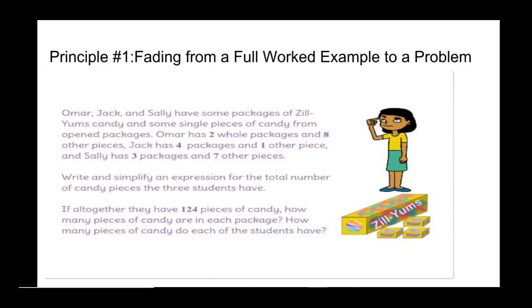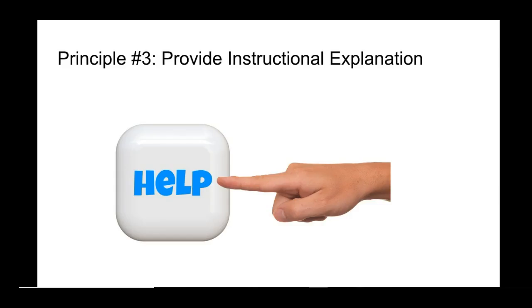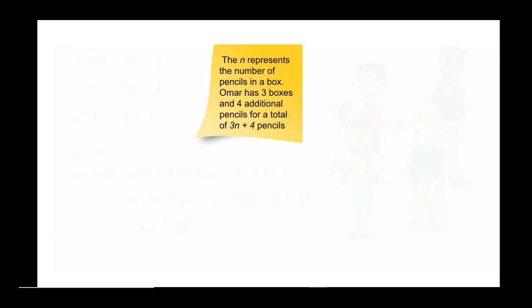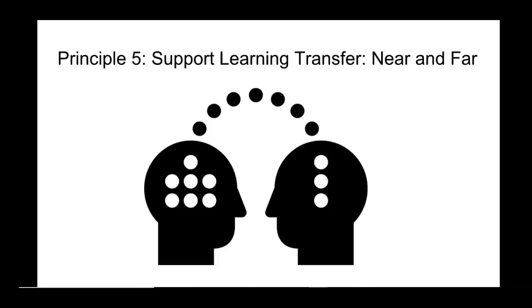In my multimedia class, I learned how to use my knowledge of learning to make good learning environments for my students. In this slideshow, I discussed 5 keys to transferring knowledge to new and similar content. Fading from a full worked example to a problem, promoting self-explanations, providing an instructional explanation, providing multimedia principles, and supporting learner transfer near and far.